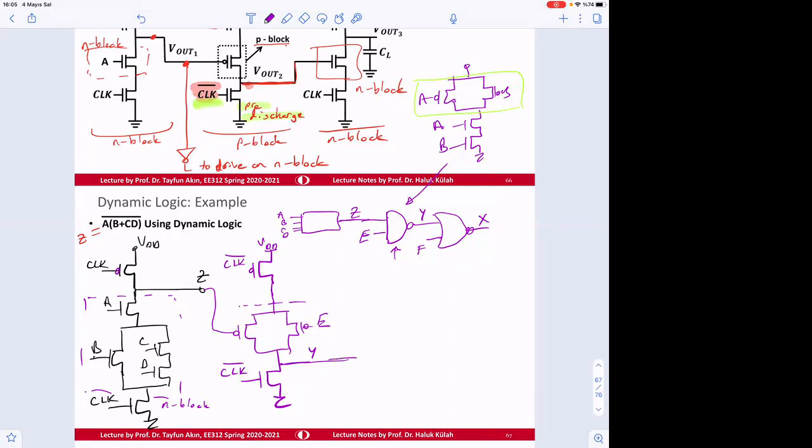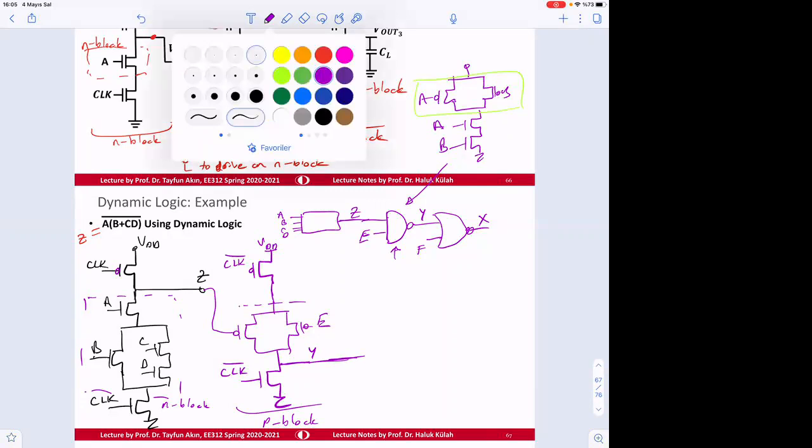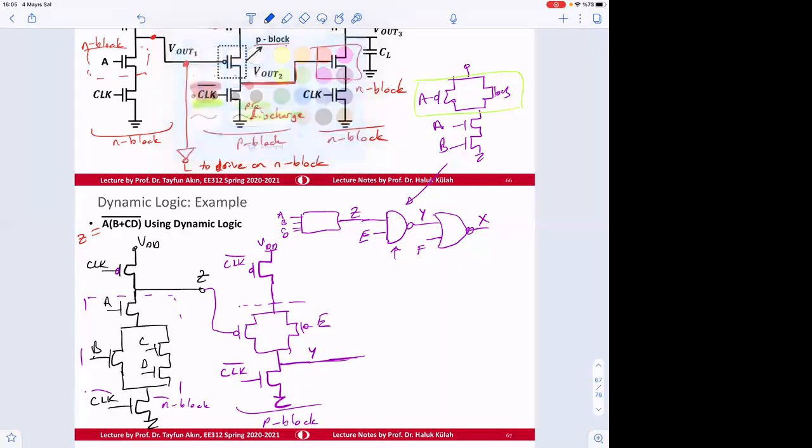And the Y output is going to be connected to a NOR gate. And since this is P block, we need to have an N block next. So the next N block needs to be a NOR gate. So the NOR gate is again like this.